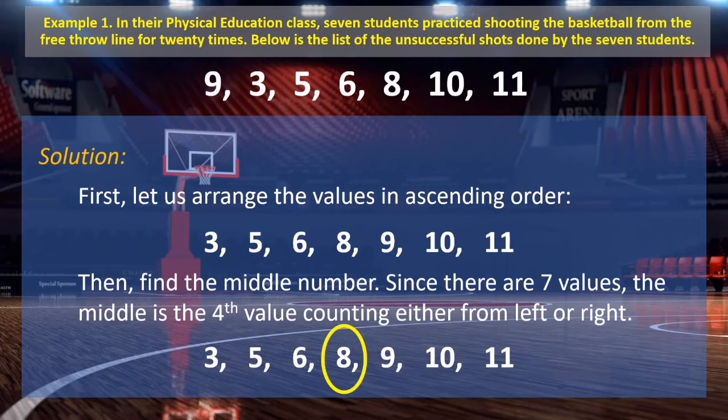This means that about 50% of the group has a lower number of successful shots than 8, and about 50% of the group has a higher number of successful shots than 8.